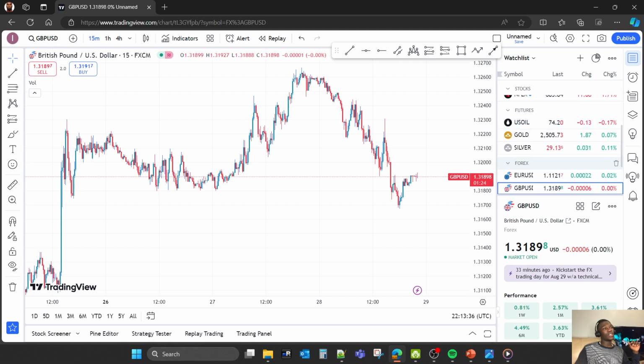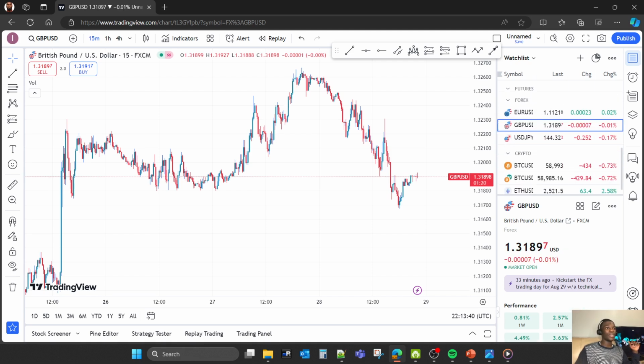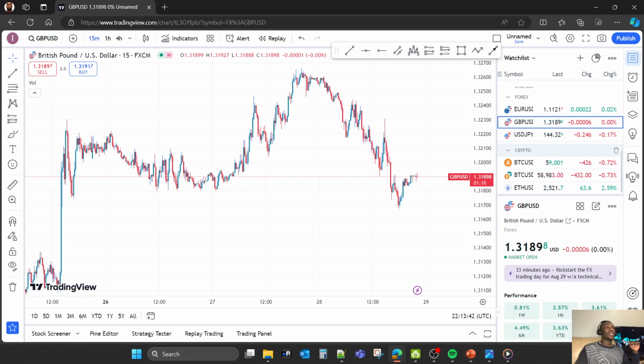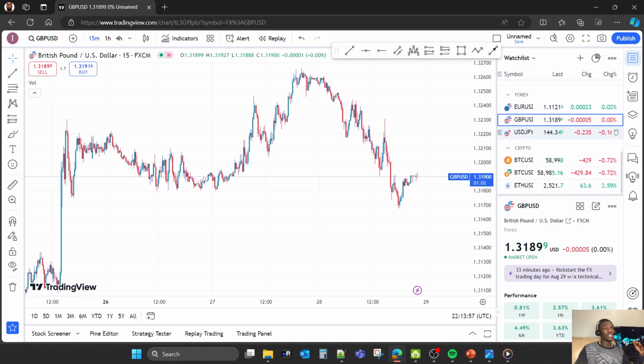If you look at your left, there are so many pairs: index, stocks, forex, cryptocurrency, and you just go where you trade. If you trade forex, just like I do, I go on forex and press the chart that I pay. If you trade euro USD, just click on euro USD. If you trade gold, you just search gold.